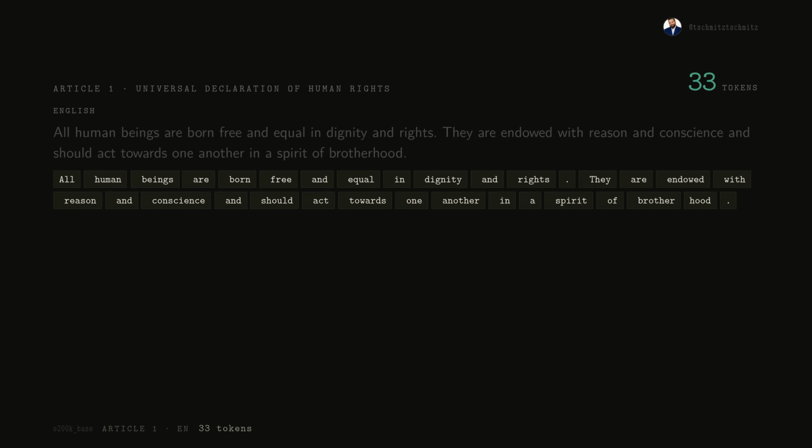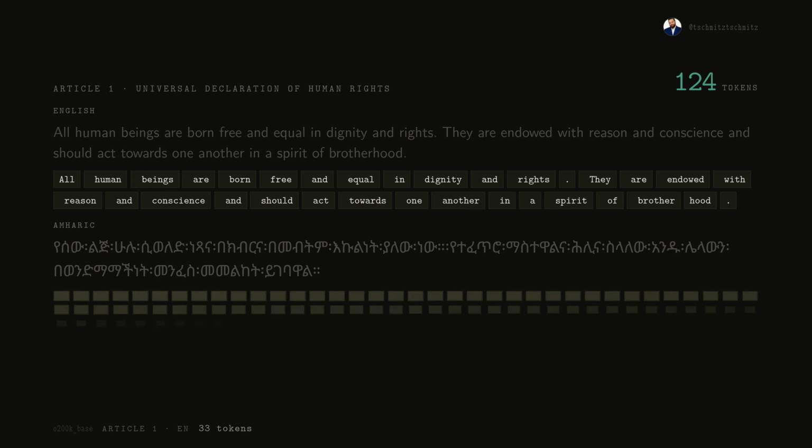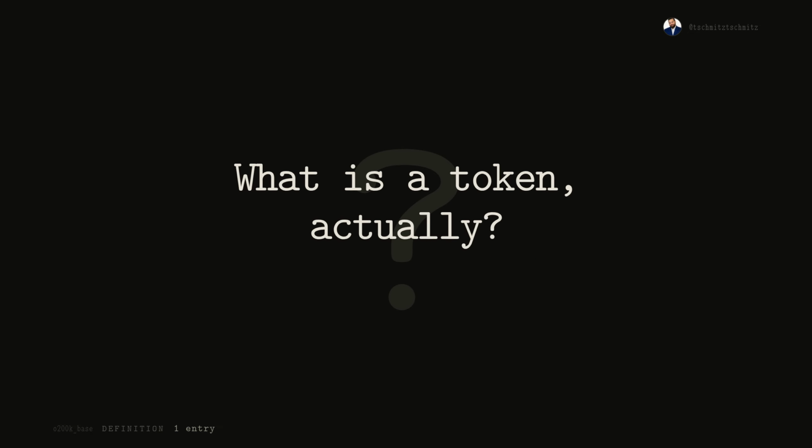This is Article 1 of the Universal Declaration of Human Rights in English. Watch what a tokenizer does to it. 33 pieces, 33 tokens, that is what you are billed for. Now the same sentence, same meaning, in Amharic, the language of Ethiopia. 206, same sentence. 6 times the bill. Why?